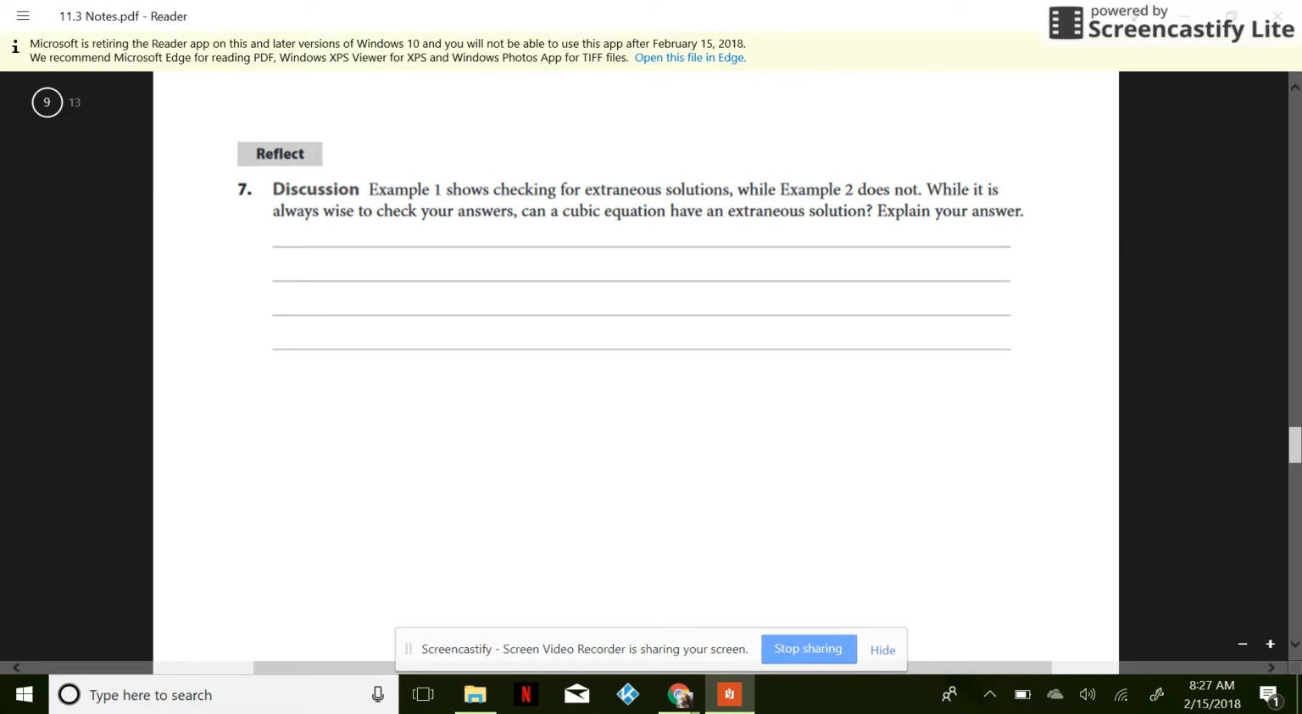So example 1 shows checking for extraneous solutions while example 2 does not. While it's always wise to check your answers, can a cubic equation have an extraneous solution? The answer here is no. Cube roots only have one solution while square roots have 2. So we won't run into that problem with a cube root.